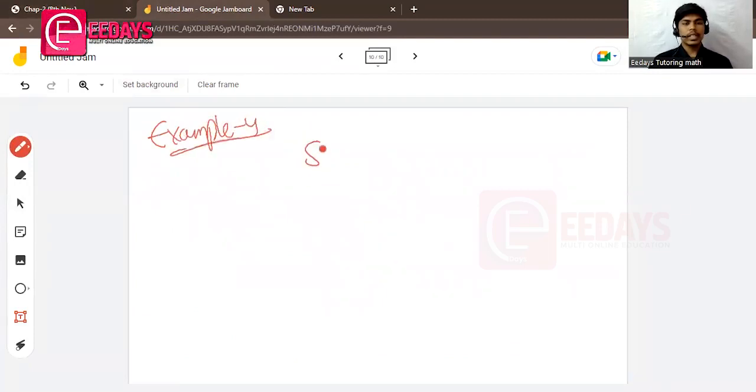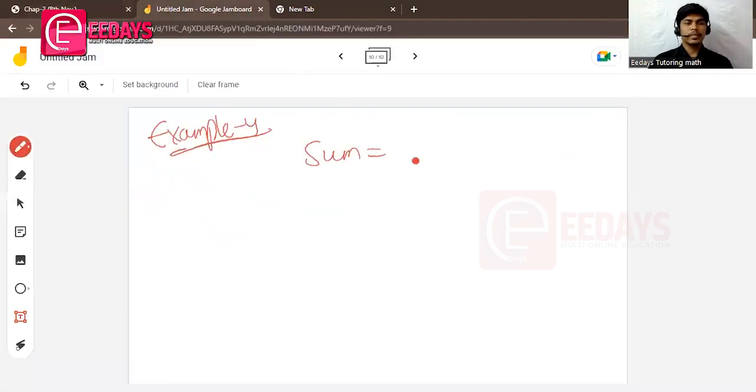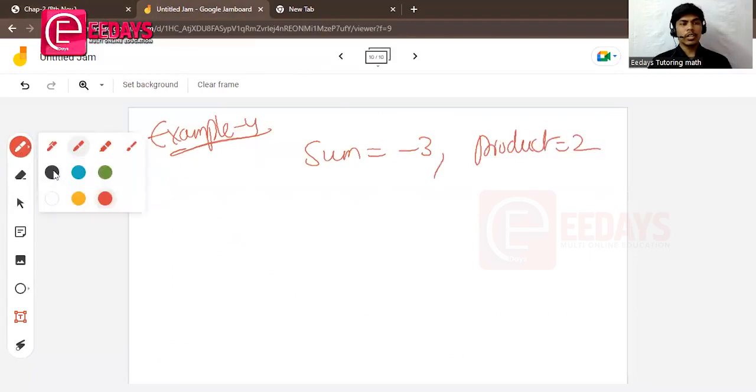Okay, the sum of zeros is given as minus 3 and the product is 2. How to solve this one? First, you just write the format of how to find the quadratic polynomial.